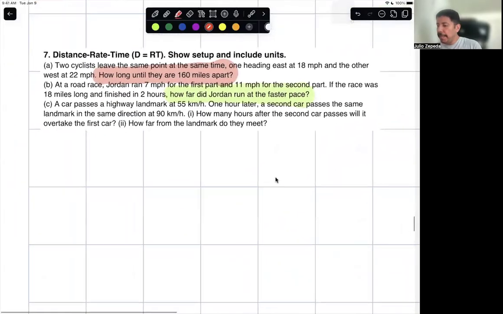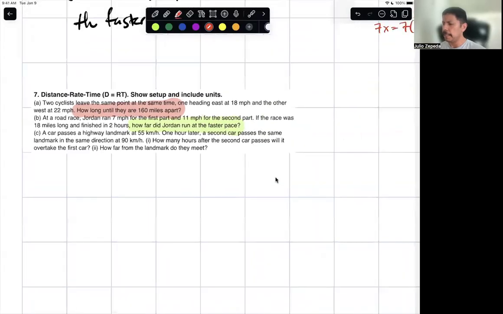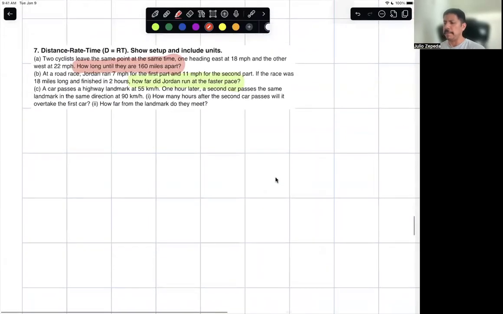It says a car passes a highway landmark at 55 kilometers per hour. 1 hour later, a second car passes the same landmark in the same direction at 90 kilometers per hour. How many hours after the second car passes will it overtake the first car? And how far from the landmark do they meet?